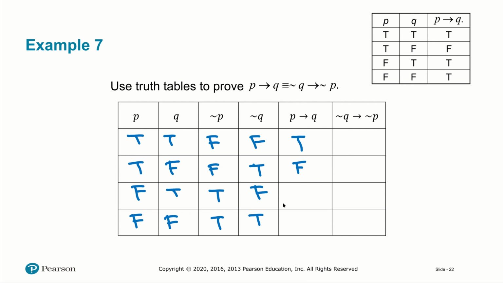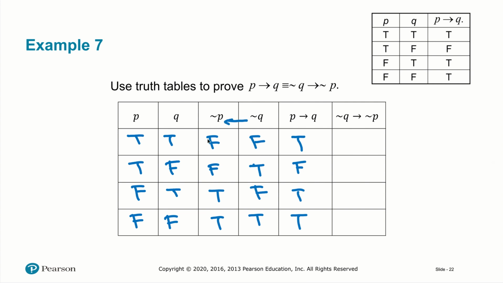False implies true. We know that's going to be true. And false implies false. That's also true. Now, let's look at not Q implying not P. So remember, you're going in this direction now. This direction. Not Q implying not P, right? We want to see the truth value for this.